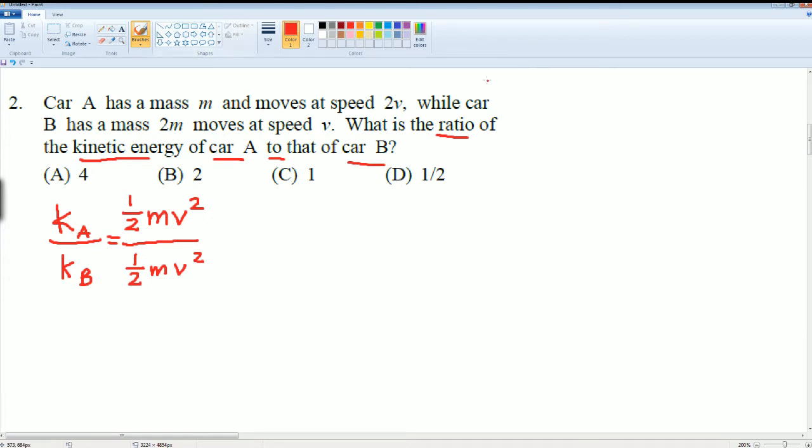Okay, a couple of things here. What we can do is that the first car has a mass m and moves at speed 2v. So we can make some substitutions here. 1 half m, and we know v is what? 2v squared. And the bottom is 1 half. We know that it's 2m, so we write 2m v squared.